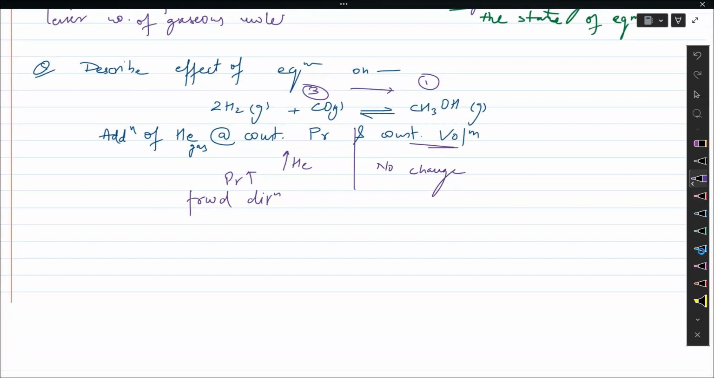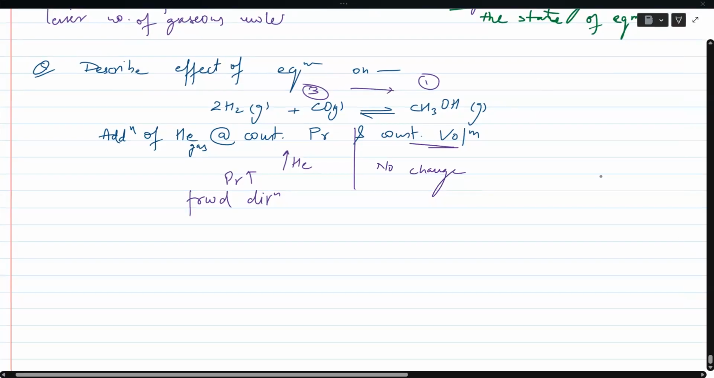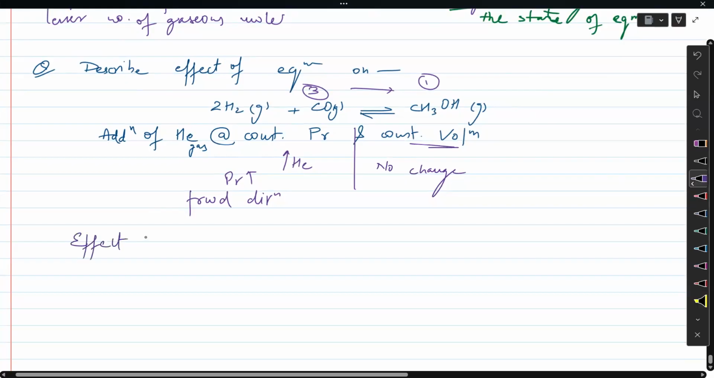Now, effect of catalyst. So, effect of catalyst? Catalyst. We have already stated in the first lecture, second lecture also, that catalyst has no effect on the state of equilibrium. No effect on the state of equilibrium.